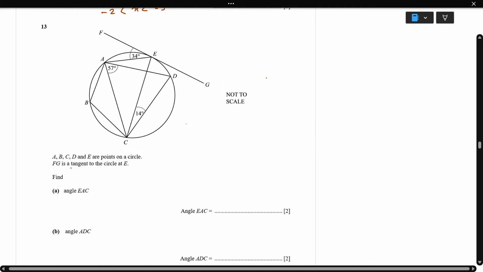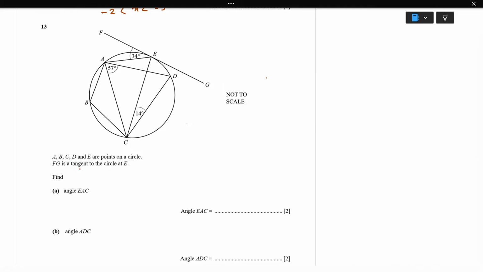Here A, B, C, D are the points on the circle. FG is a tangent of the circle E. Find angle EAC. So this entire angle. As we know, this angle and this angle are going to be equal because of alternate segment theorem.